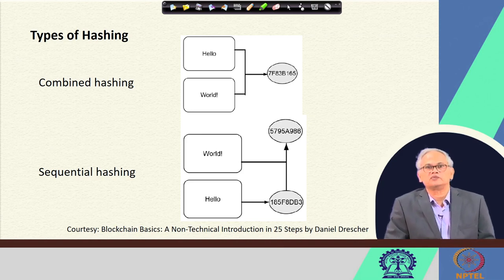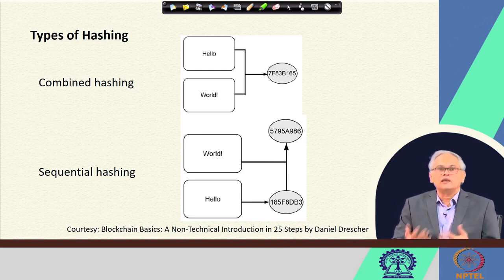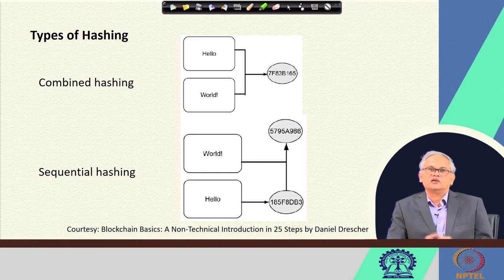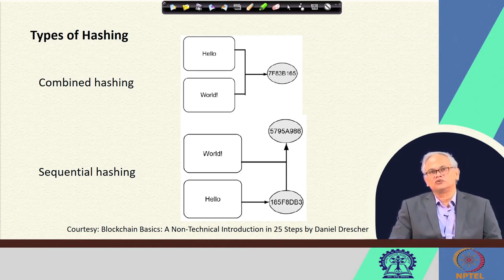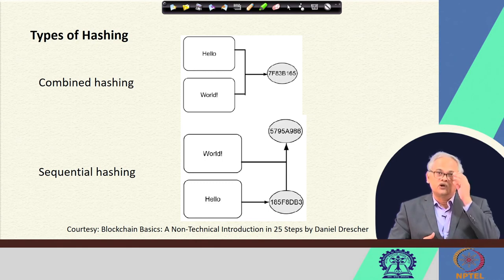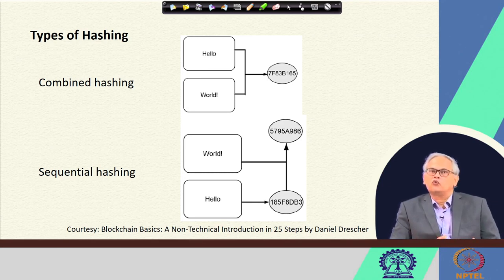The next type that would be possible is that we first apply the hash function on hello, and then we combine this hash with the second message, which is world exclamation mark. So, what we need to do is that we first have the output of hello, and then we concatenate that at the end of world exclamation mark. Now, I get a concatenated string and apply the hash on that.